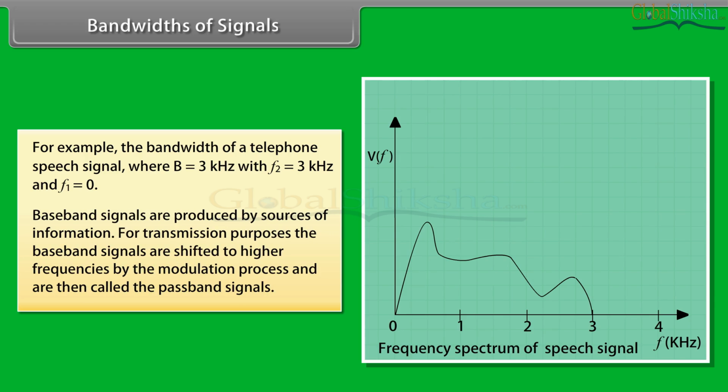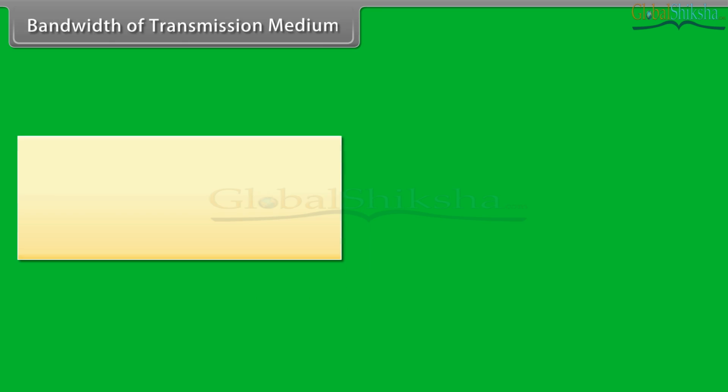Baseband signals are produced by sources of information. For transmission purposes, the baseband signals are shifted to higher frequencies by the modulation process and are then called the passband signals. Bandwidth of transmission medium. The transmission channels are of three types.